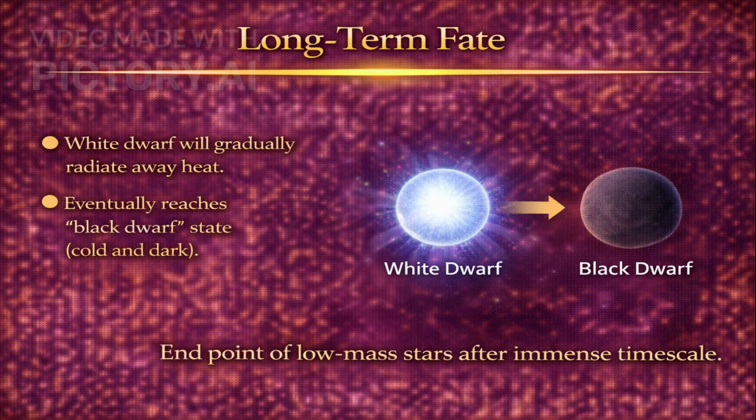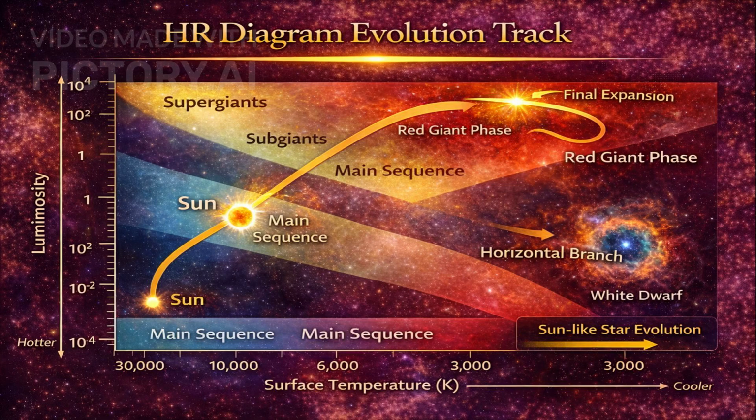Over immense timescales, the white dwarf will gradually radiate away heat, eventually reaching a cold, dark state known as a black dwarf, the endpoint for low-mass stars. The HR diagram illustrates the evolution track of Sun-like stars, from the main sequence to the red giant phase, horizontal branch, and finally to the white dwarf stage.